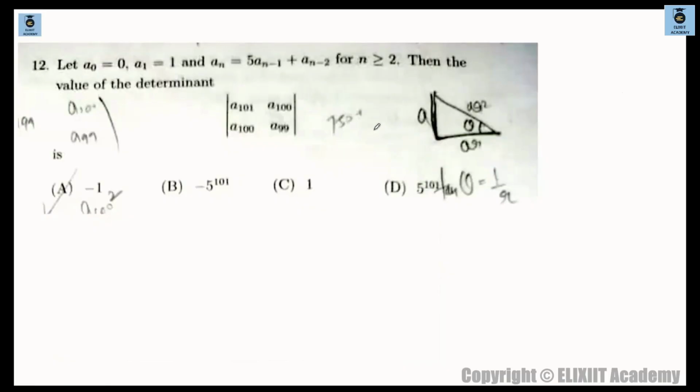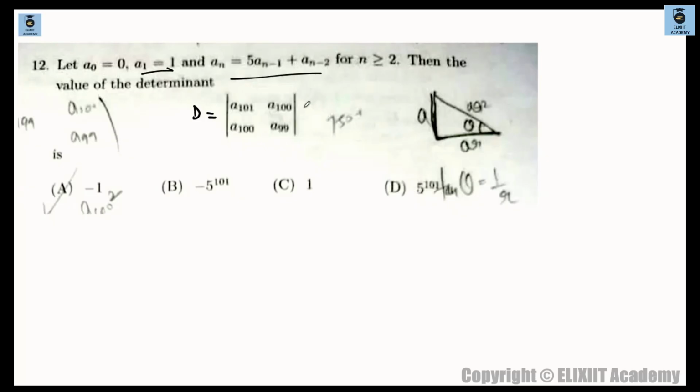Okay. Next, we have this question. Now some relation is given. A0 is 0, A1 is 1, and An is given to be 5 A(n minus 1) plus A(n minus 2). Now we have to find the value of this determinant of A101, A100, A100, A99. So suppose this is D. D is given to be this.